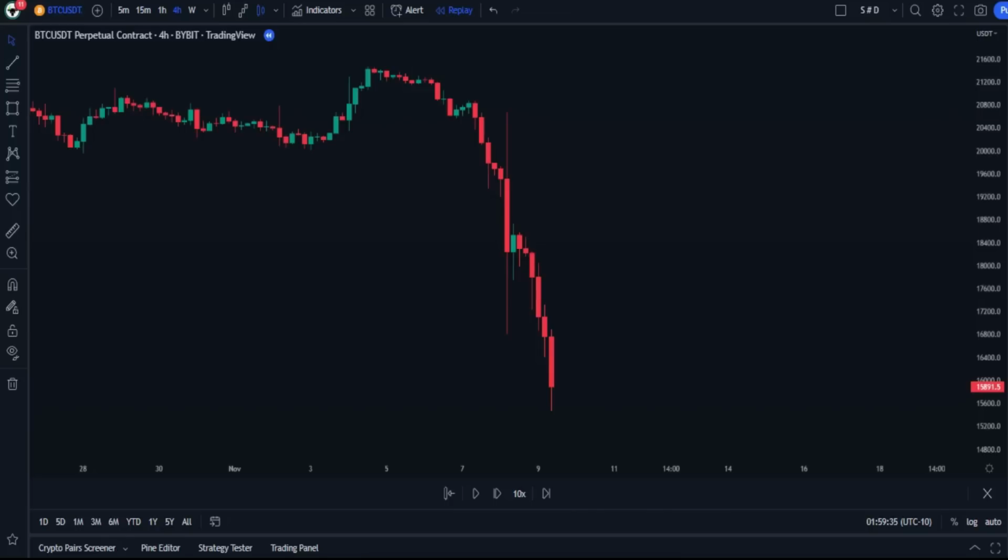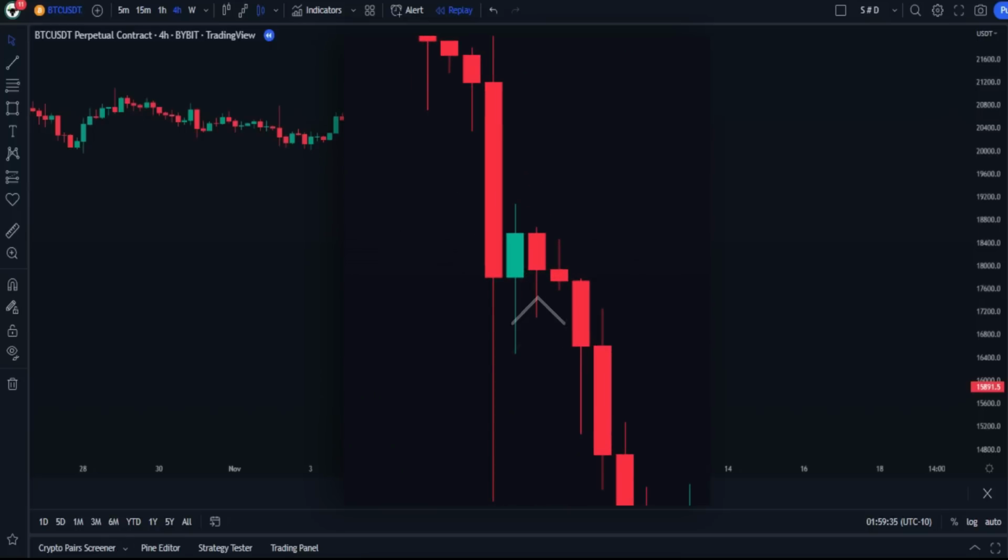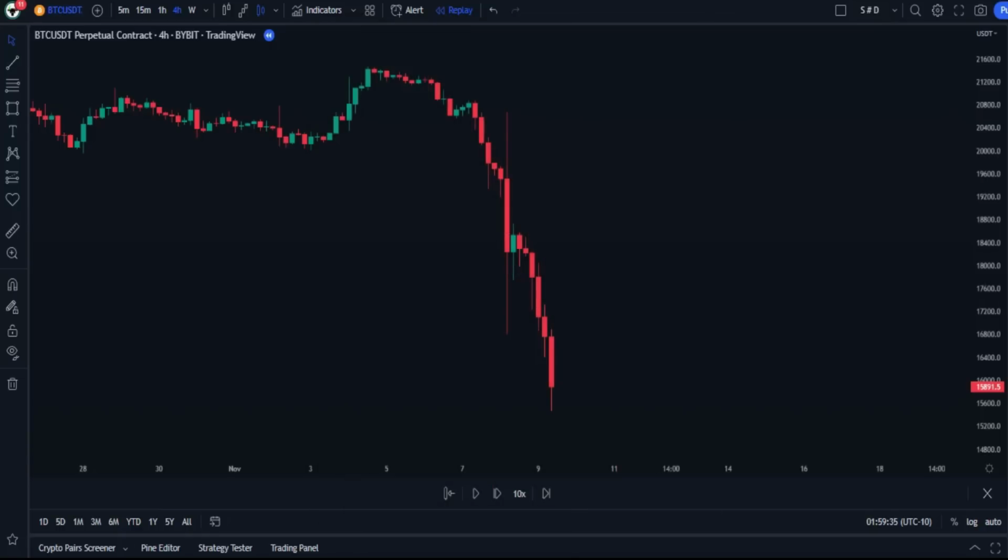The third condition, which is the most important condition, is to see that the red candle that follows the green candle is shorter than the green candle, in other words, that it did not exceed the price of the green candle. And once these conditions are met, this means that we have found the first supply area.